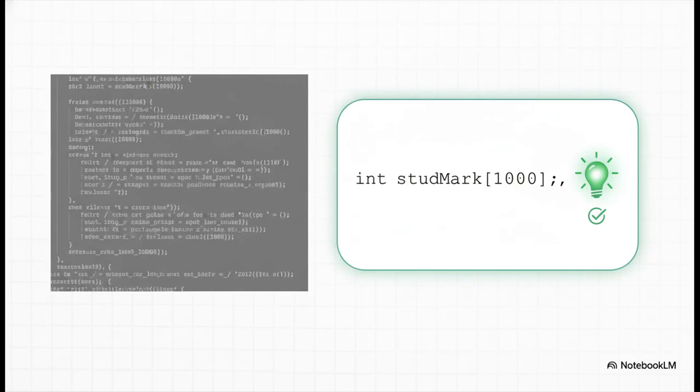So remember that awful list of 1,000 different variables? With an array, it turns into this, just one single beautiful line of code. You declare the data type, int, give it a name, studmark, and then in square brackets, you just say how many you need. That's it. So simple, but so powerful.